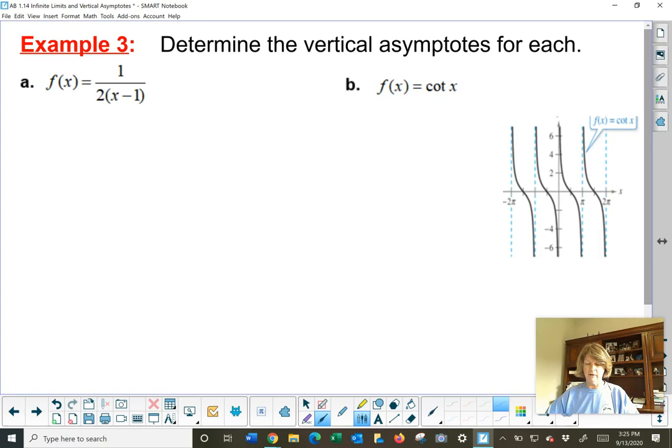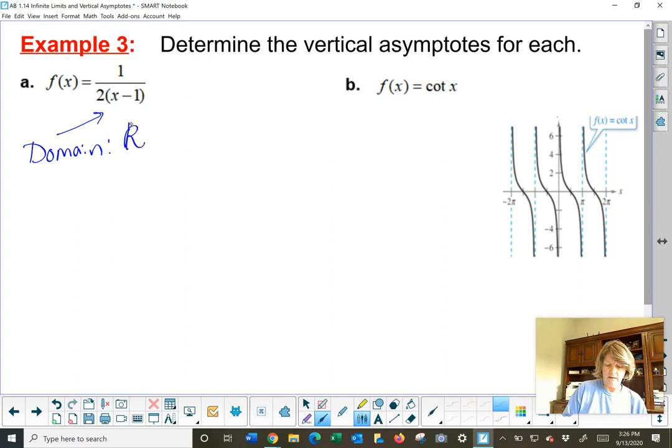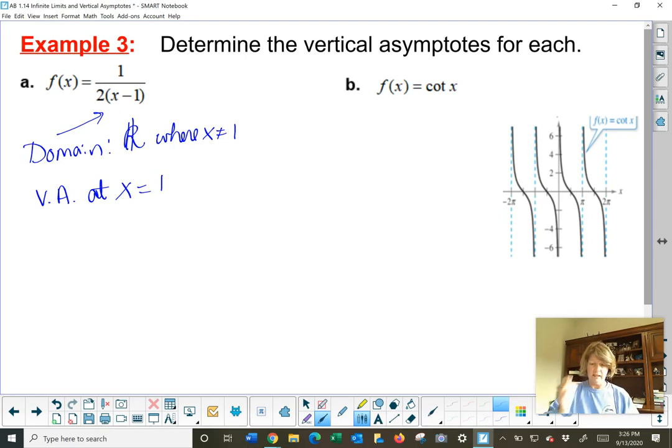Okay, number 3, determine the vertical asymptotes for each of the following. Well, you and I both can see that we have a domain of all real numbers except where x does not equal 1. All reals except x cannot equal 1. Now, that must mean, because it's not canceling with the top, that I have a vertical asymptote at x equals 1. And you could do that limit analysis for it and come up with that.